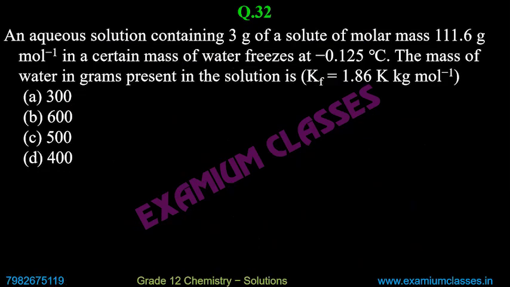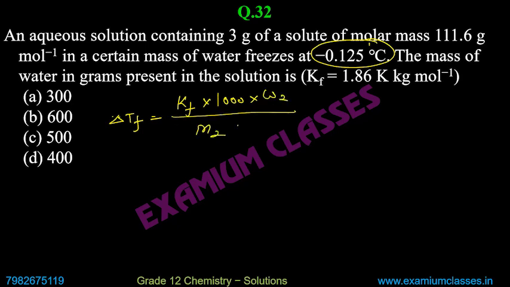Now the last question today. An aqueous solution containing 3 gram of solute of molar mass, this one, in a certain mass of water freezes at this. The mass of water in grams present. This is very easy question, the last one today. So just write the formula and you will get the answer. Delta TF is equal to KF into 1000 W2 by M2 into W1. W1 you have to calculate. Delta TF is depression in freezing point.